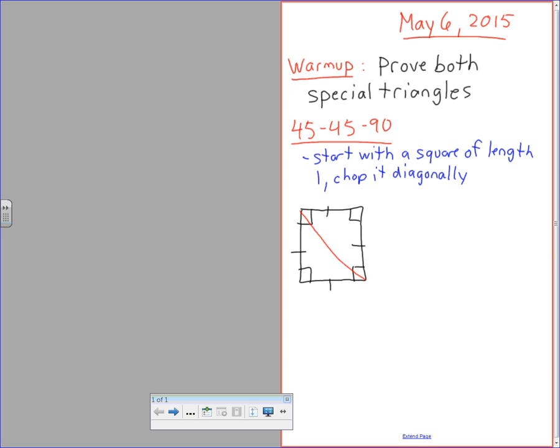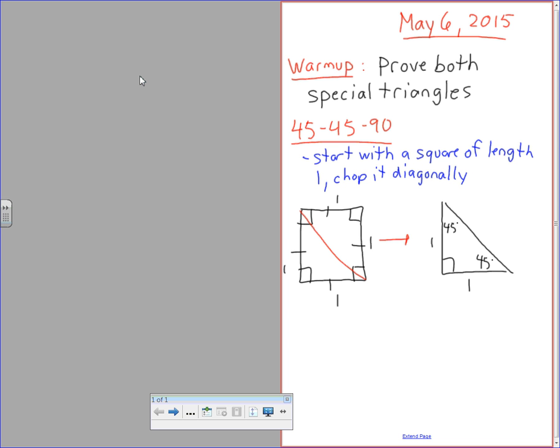Once I chop that in half, what am I left with? Yeah, Chris, go ahead. Good. So we're going to end up with a triangle that is 45, 45 and 90 degrees. The side lengths, I said, were all 1. So it's going to make that side 1 and that side 1.